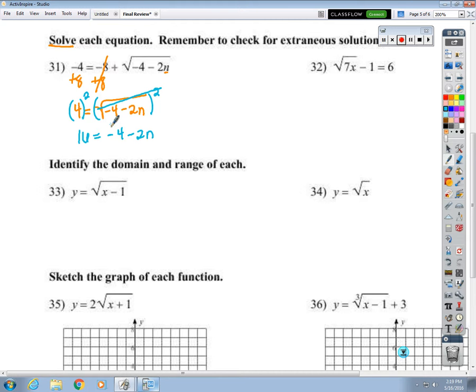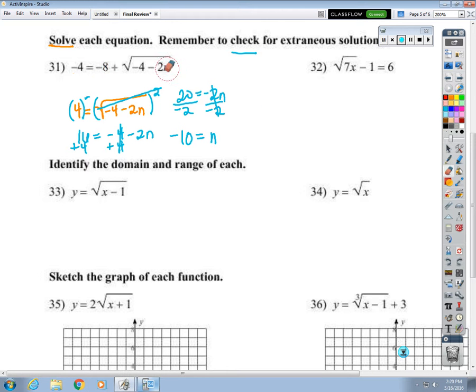Now from here, this is just a two-step equation. We need to add the 4. So now we have 20 equals -2n, and the remaining step is to divide by -2, so n equals -10. Now, they ask you to check for extraneous solutions.